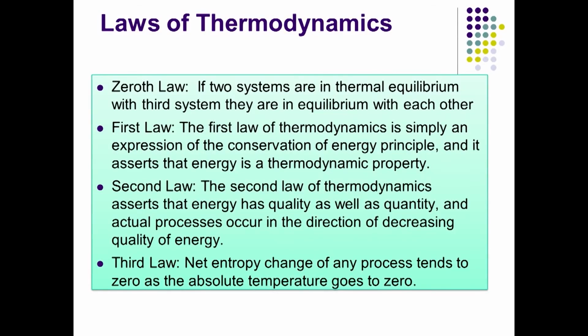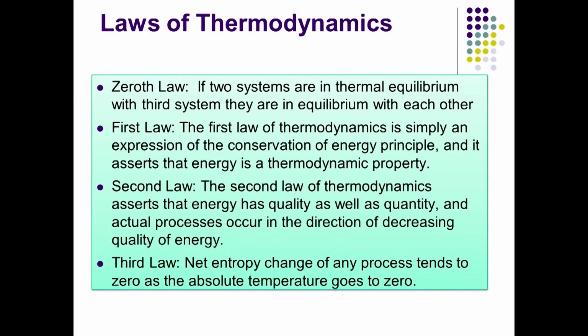The 0th law says that if 2 systems are in thermal equilibrium with a third system, then they will also be in equilibrium with each other. So, you can essentially construct a thermometer, because if you connect a device that measures temperature with the substance you are measuring, the temperature will be equal in the thermometer, and that is why you can measure it. The first law again is a conservation of energy.